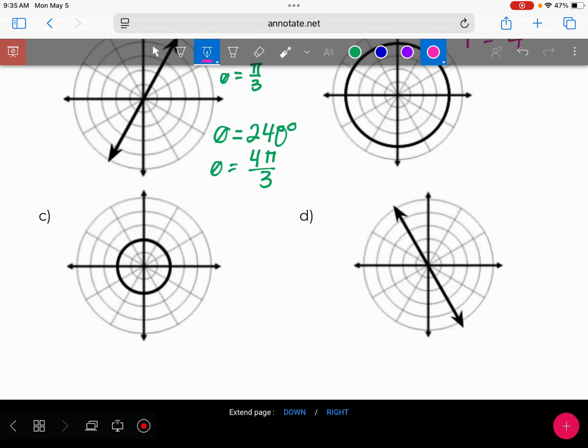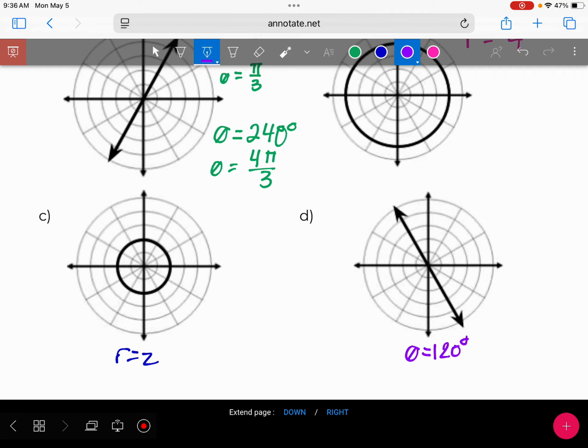So what could we call C? Oh, you're looking at D. R equals 2. Yeah, R equals 2. And then, what were you thinking for D? Theta equals 105. It's not going to be 105. 120. 120.